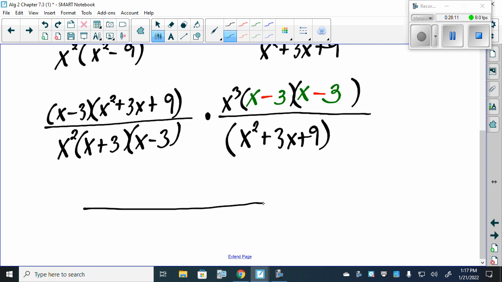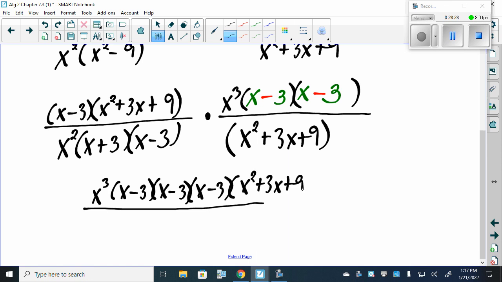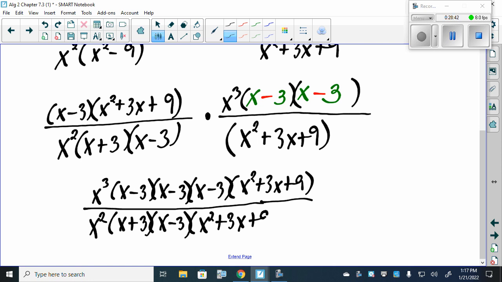So the last thing we need to do is multiply these together and simplify. So we have our x to the third times x minus 3 times x minus 3 times x minus 3 times our x squared plus 3x plus 9. And this is all over our x squared times x plus 3 times x minus 3 times x squared plus 3x plus 9. Now the x squared plus 3x plus 9 is in common on top and bottom, so we can cancel those out.